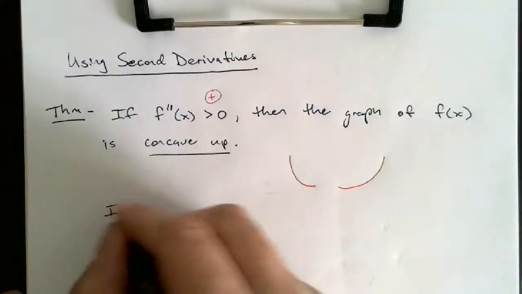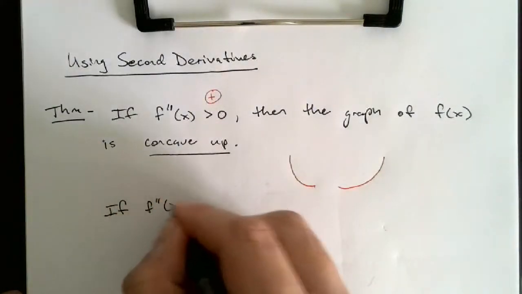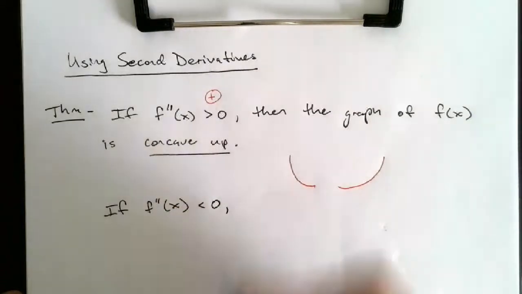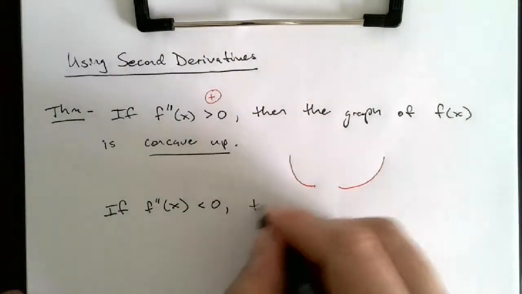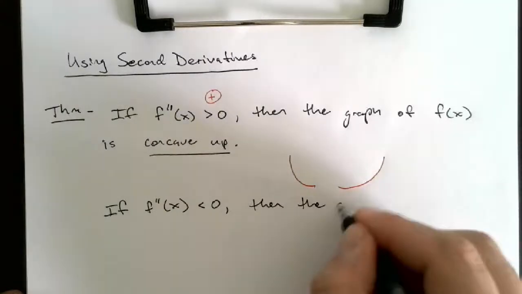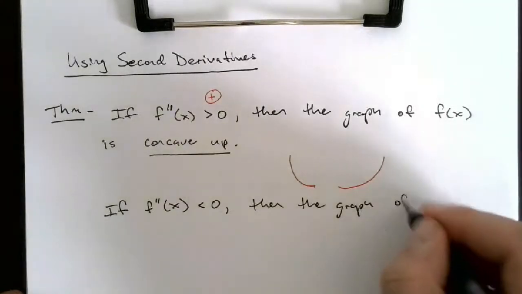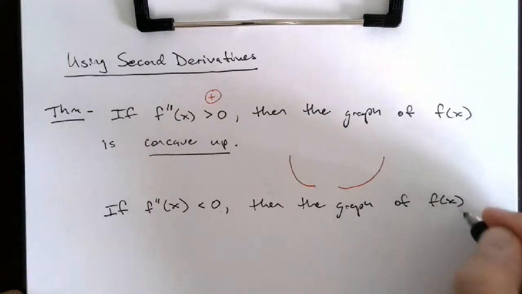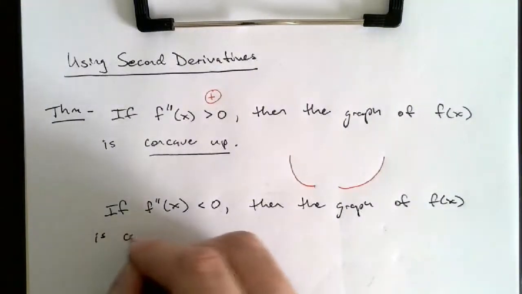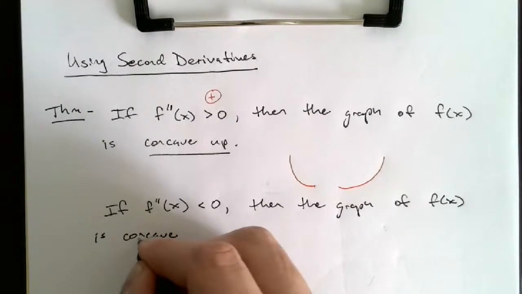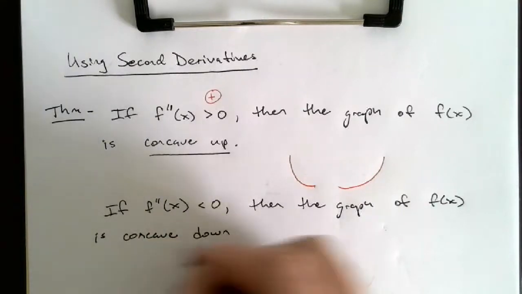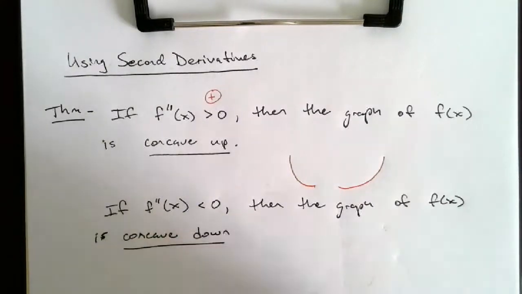Similar but different, if f double prime of x is less than 0, meaning if it's negative, then the graph of f of x, the original function, is what we call concave down. When we say concave down, think of it as bending downward like an upside down bowl. So if the second derivative is negative, the graph will either have this type of shape or this type of shape, concave down.